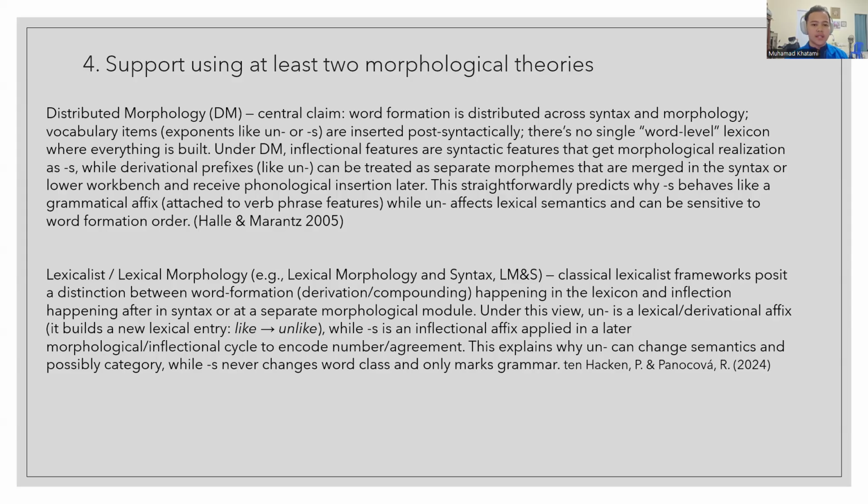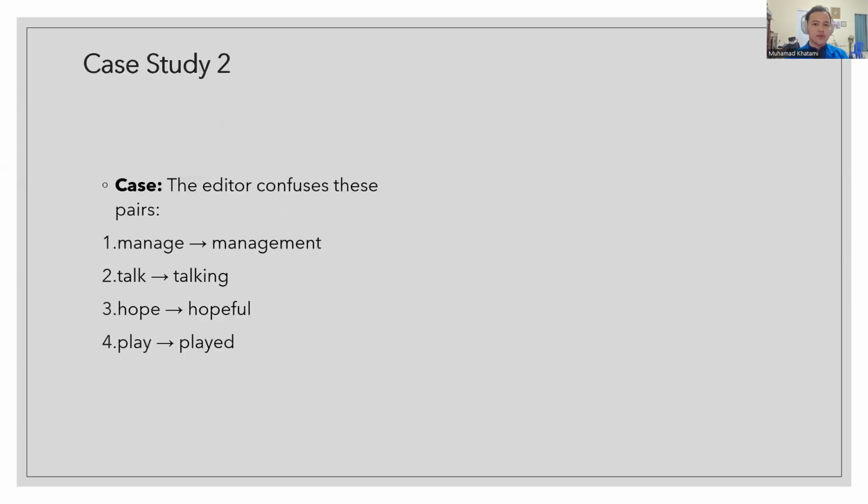Under this view, un is a lexical derivational affix. It builds a new lexical entry, like and unlike, while s is an inflectional affix applied in a later morphological or inflectional cycle to indicate number or agreement. Okay, so we'll move on to case study 2.